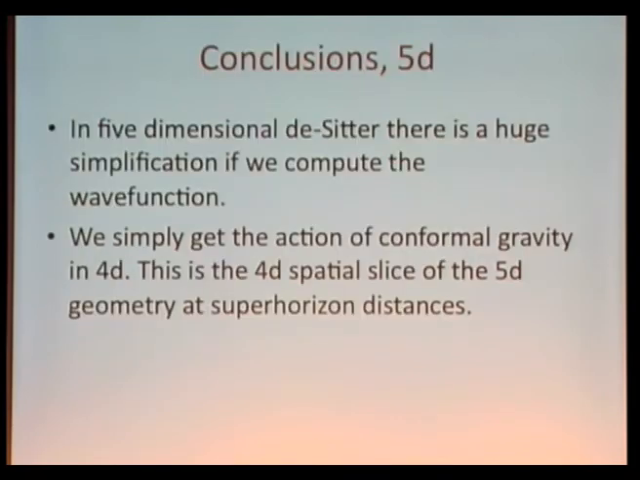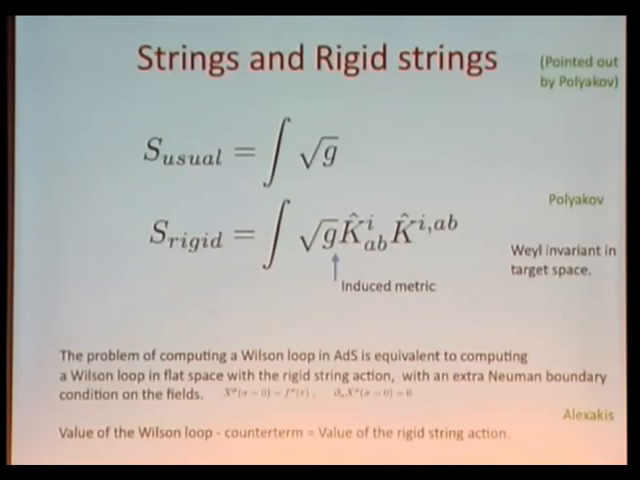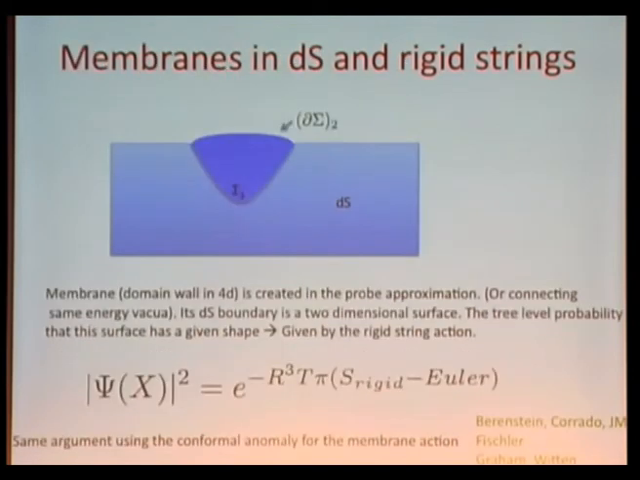Okay, so this in 5-dimensional de Sitter is this huge simplification when we compute the wave function. And this is again computing, so the conformal gravity action now is the action that is the wave function that is giving the weights for the 4-dimensional slices of the 5-dimensional geometry at superhorizon distances. Well, something similar happens, I guess my time is up, but anyway, something similar happens in a relationship between rigid strings and ordinary strings, and I'll end here because my time is up. Thank you.